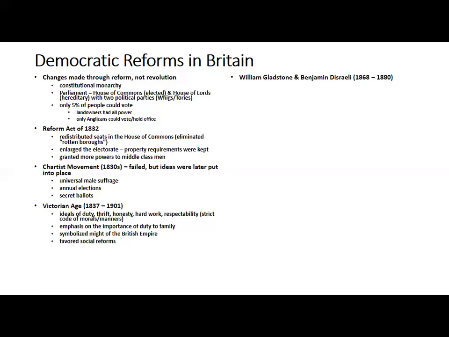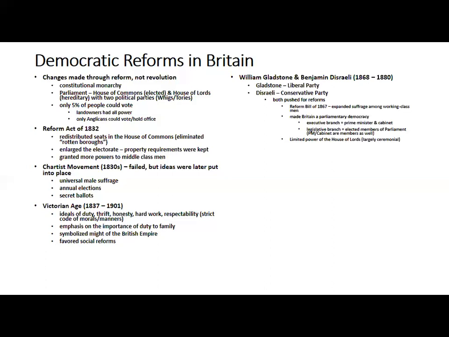There are two prime ministers you need to be familiar with during this time period, William Gladstone and Benjamin Disraeli. They're kind of like opposite sides of the same coin. Gladstone was a member of what became known as the Liberal Party. Benjamin Disraeli became a member of the Conservative Party. Both of them, though, were reformers. So while they have that distinction of being liberal or conservative, they each work to expand suffrage, to help make Britain more of a parliamentary democracy rather than a constitutional monarchy.